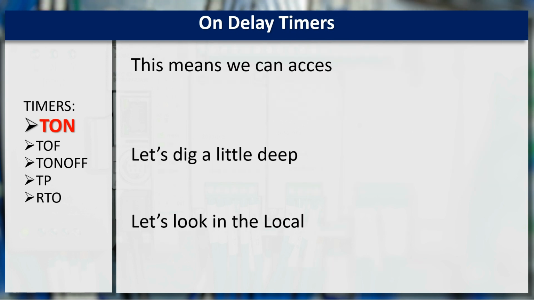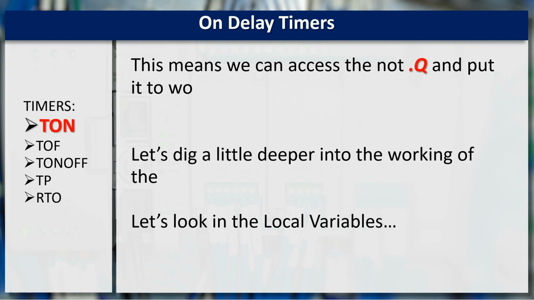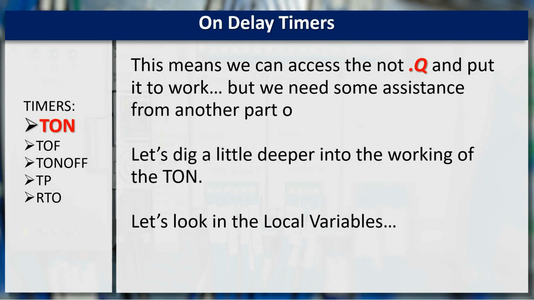This means we can access the not Q and put it to work, but we need some assistance from another part of the TON instruction. Let's dig a little deeper into the working of the TON. Let's look in the local variables.